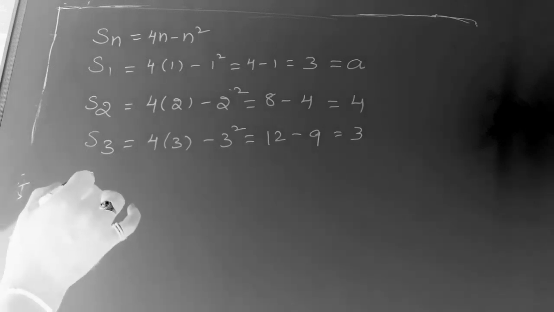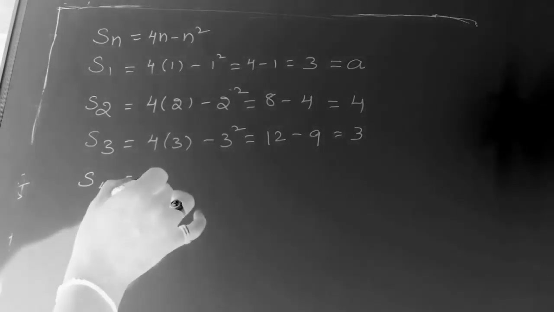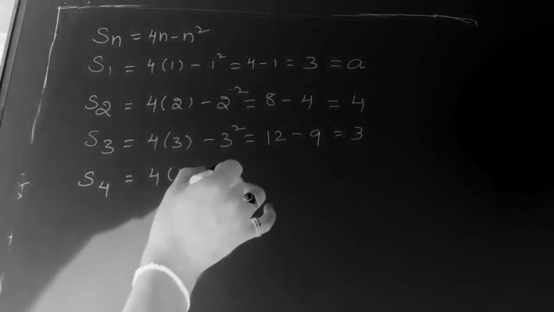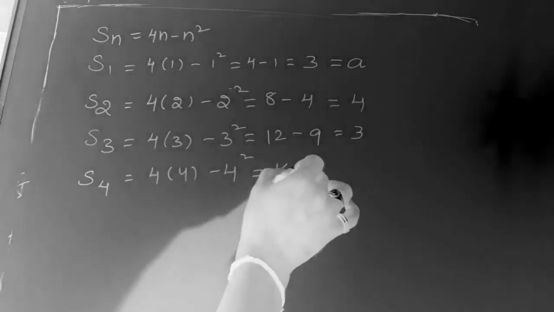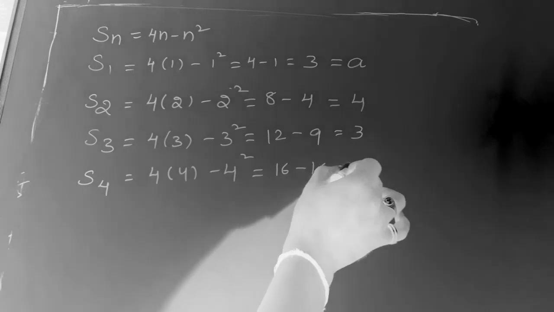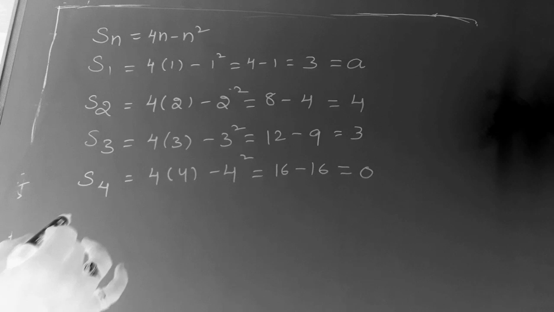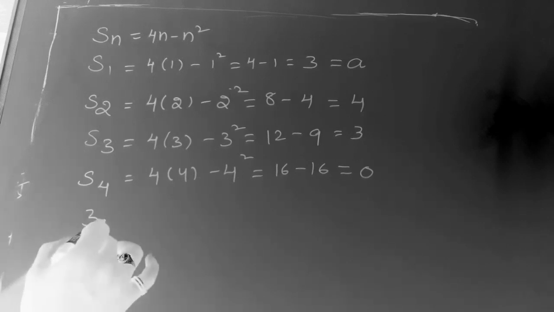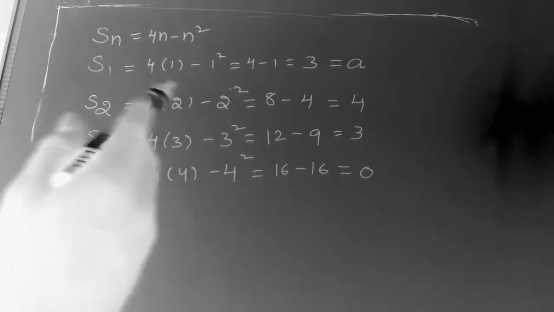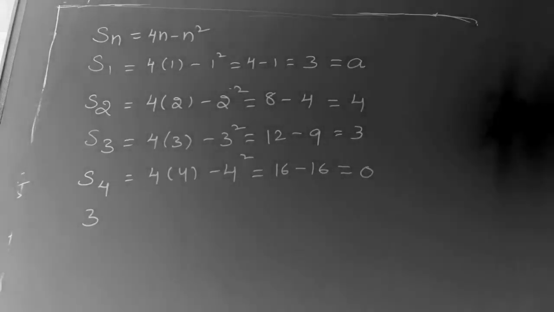Okay, next S4, 4 into 4 minus 4 square. 4 fours are 16, minus 16, so it is 0. So what I am getting here is the first term of the series is 3. S2 is 4, S3 is 3, S4 is 0.